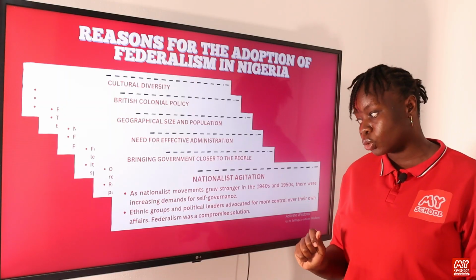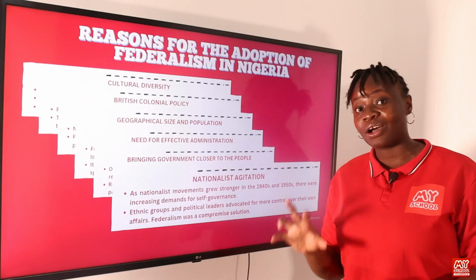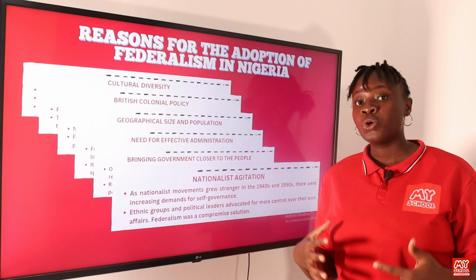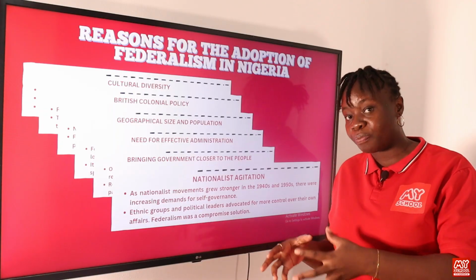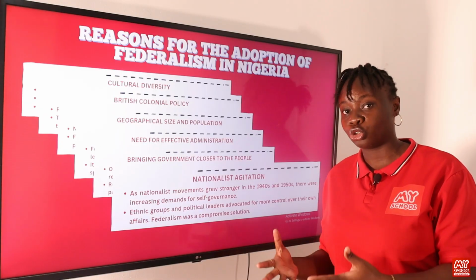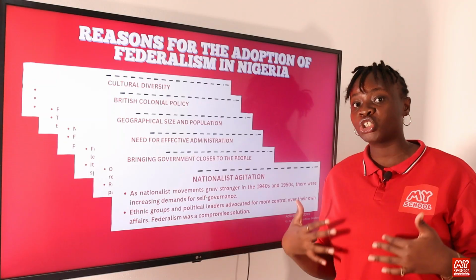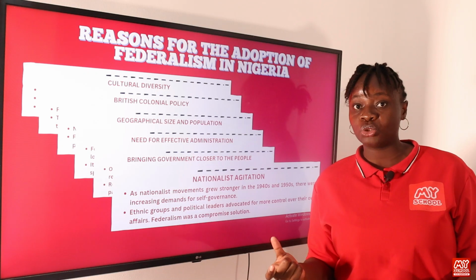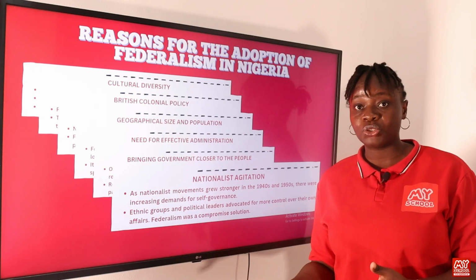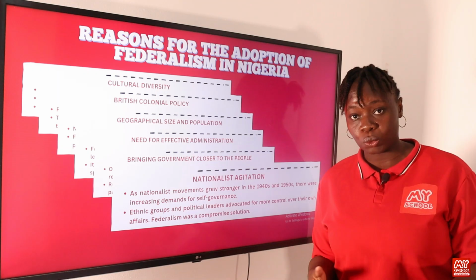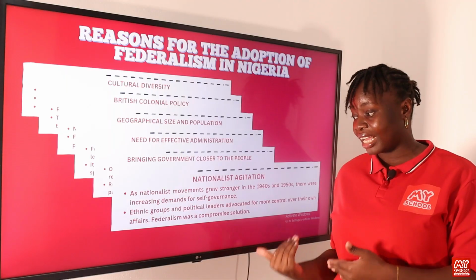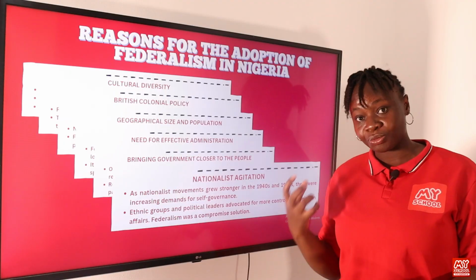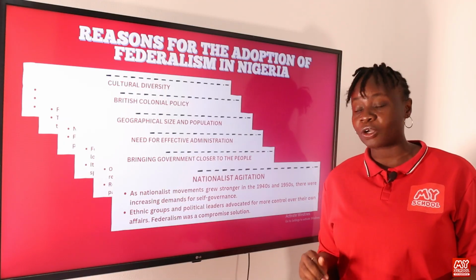Ethnic groups and political leaders advocated for more control over their own affairs. Federalism was a compromise solution. These nationalist leaders were actually advocating for the needs of their people, the people within their ethnic group, within their religious groups. As a result of that, the British saw this as an opportunity to introduce federalism. It was under the Littleton Constitution, after Sir Oliver Littleton brought up the issue of the ethnic crisis that was going on in the country, that this idea of federalism was introduced into the Constitution. So it was as a result of nationalist agitation within the country.